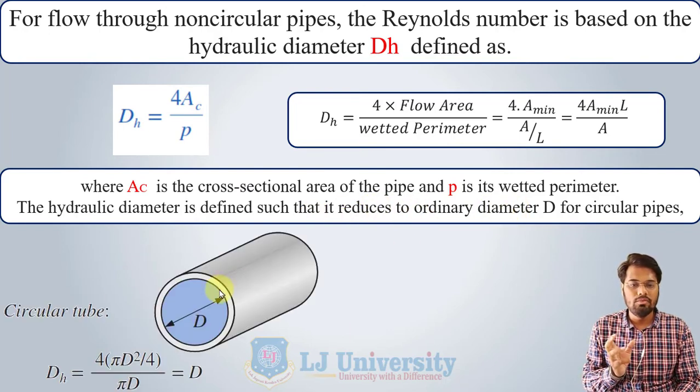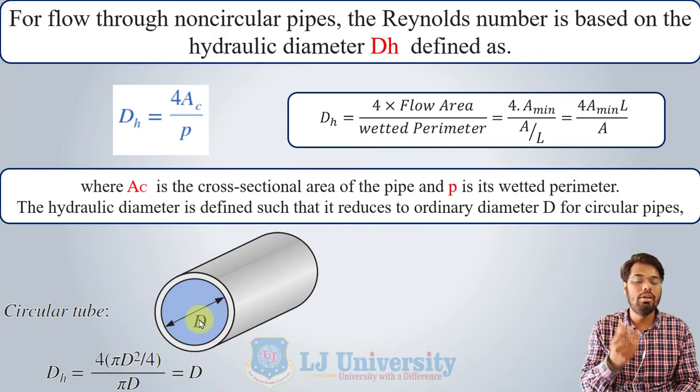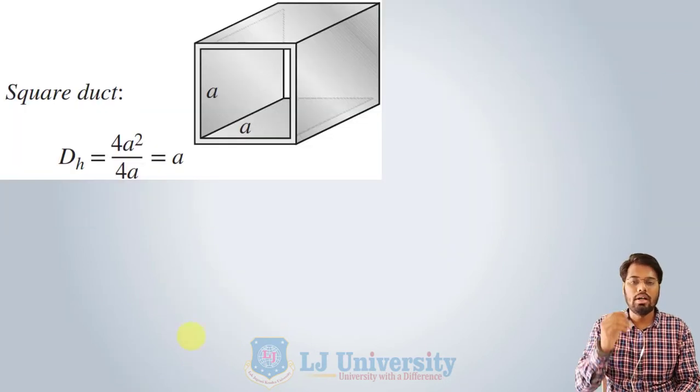Like suppose we have this pipe whose diameter is D. Suppose we want to find out the hydraulic diameter. So putting the values in this 4 Ac by P, Ac is the cross-sectional area. So for a circular pipe it is pi by 4 D square, and the perimeter becomes pi D. So directly it is going to be the diameter D. For some different geometry, what would be the hydraulic diameter?